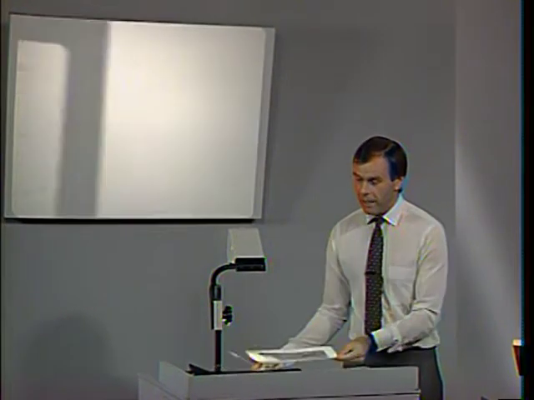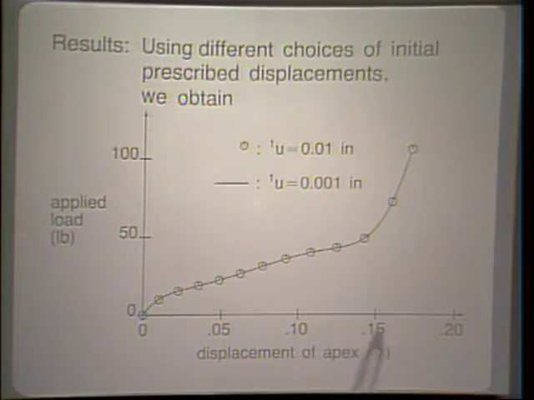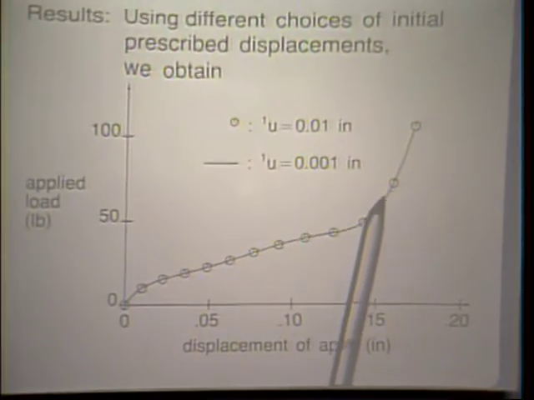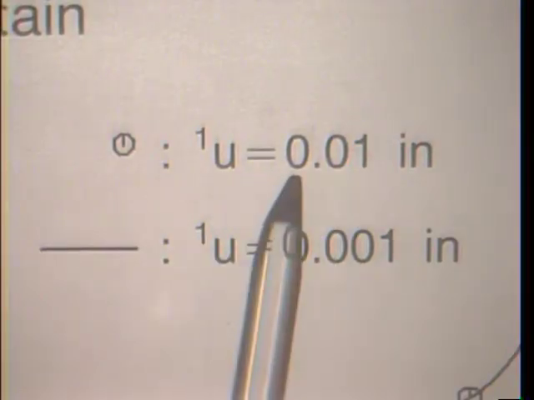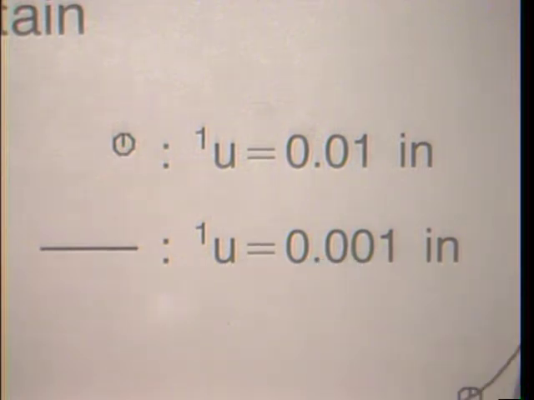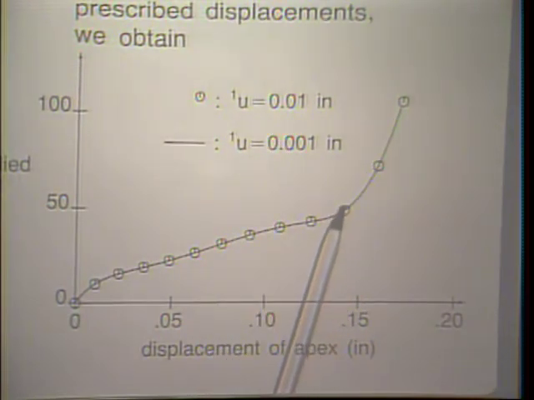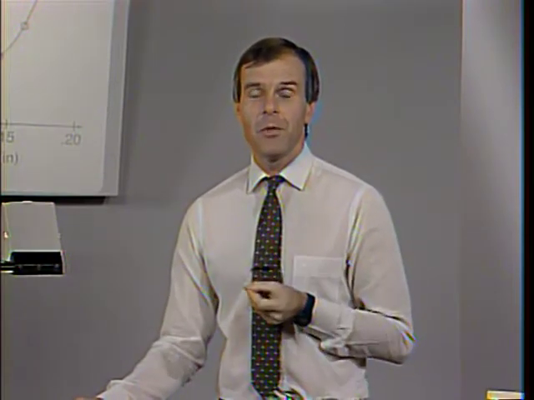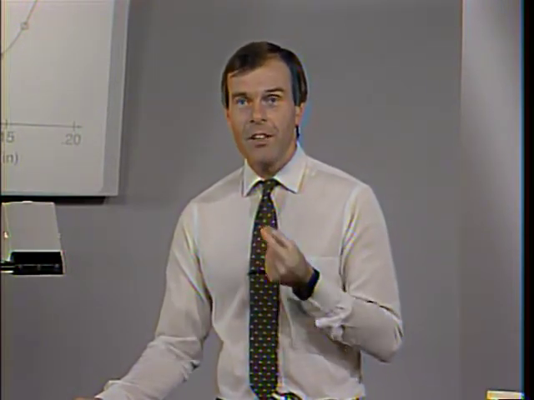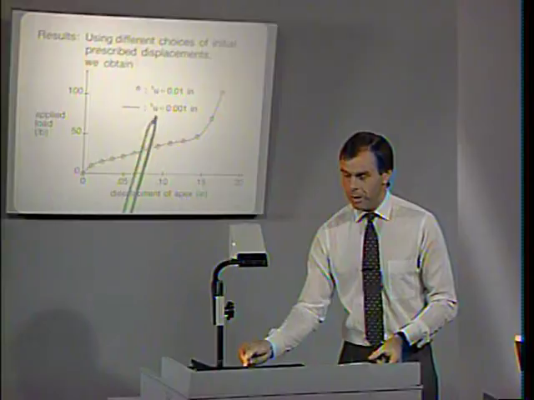The response that we calculate is shown on this view graph. Here the applied load once again, displacement at the apex, and this is the response calculated using as the initial displacement 0.001 inches. We get the solid curve, and using as initial displacement 0.01 inches, we get these points here. Notice or recall please that when we use the automatic load stepping algorithm, we start off that algorithm by specifying the displacement for the first load step at one node. And these are the values that I'm talking about here.